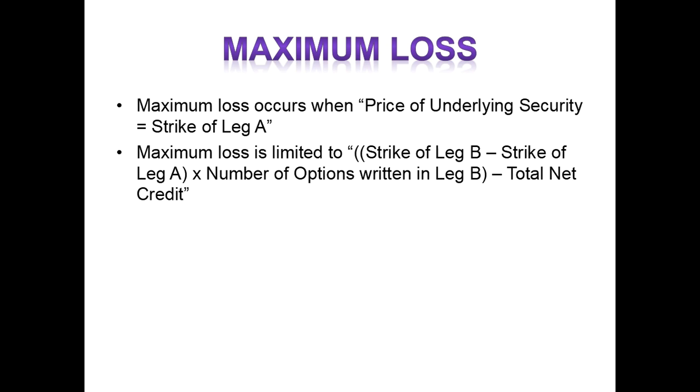So let's look at the maximum loss. This occurs when the price of the underlying security is equal to the strike of the leg A, and the maximum loss is limited to strike of the leg A minus strike of the leg B, minus strike of the leg A, and then this is multiplied by number of options written in the leg B, minus the total net credit.